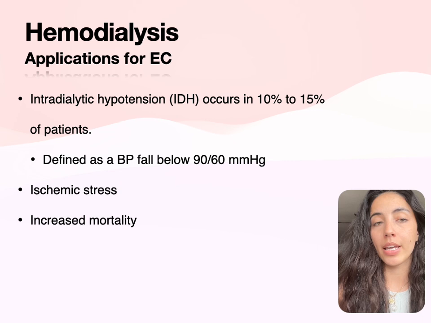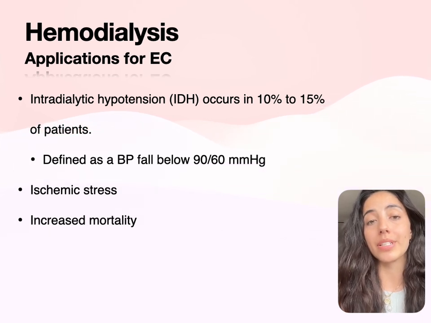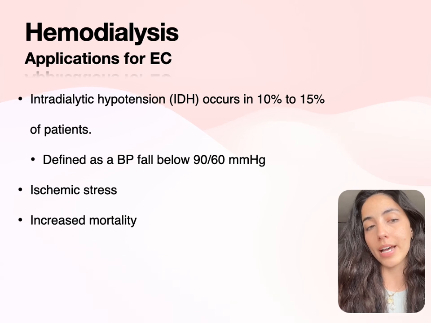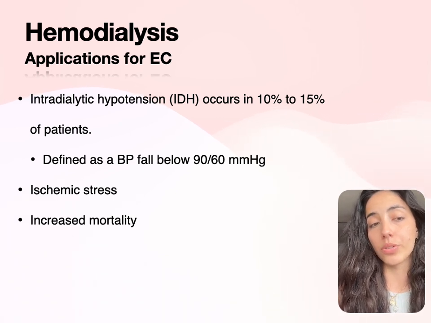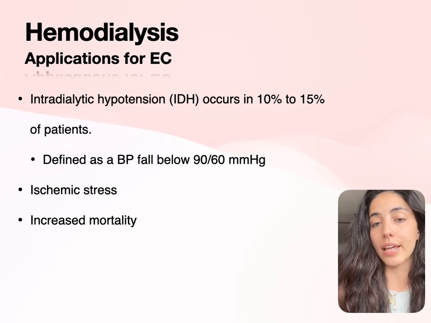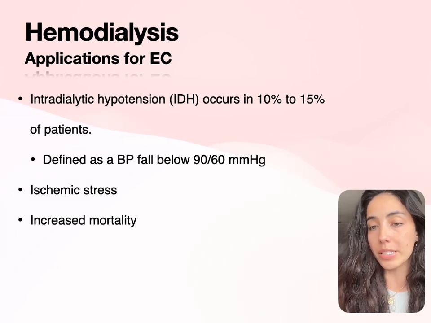As I was mentioning, intradialytic hypotension occurs in around 10 to 15% of patients, and it needs to be defined as a blood pressure that falls below 90/60. It's dangerous because it does cause ischemic stress, and it is also associated with increased mortality.